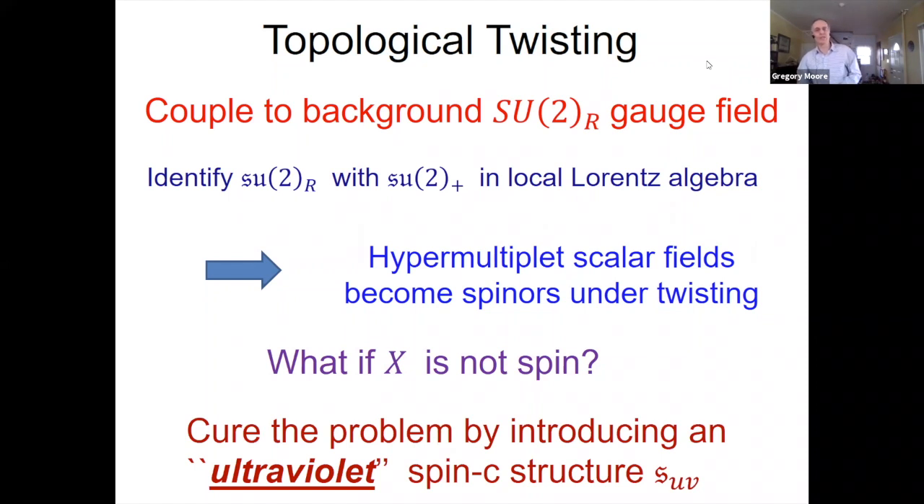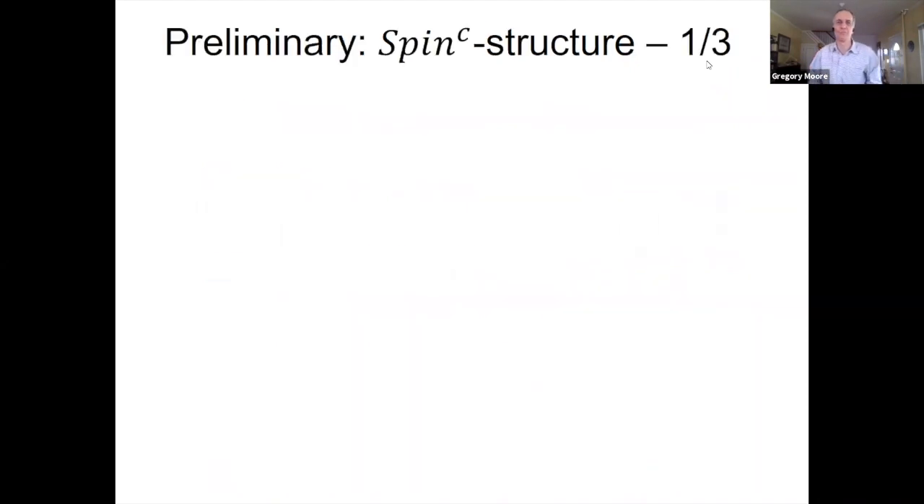Well, in this case, you can cure the problem by introducing what I'll call an ultraviolet spin-c structure. Ultraviolet because we need to introduce this spin-c structure, s, just in order to define the topologically twisted theory path integral in the ultraviolet. So now I'm going to take 3 slides and remind you of a few things about spin-c structures.